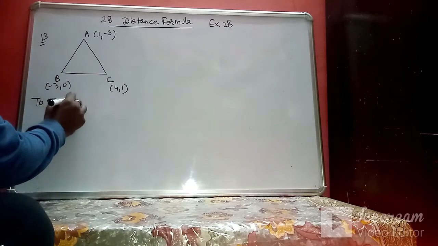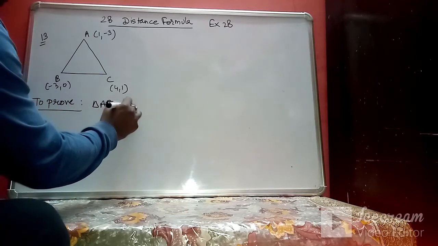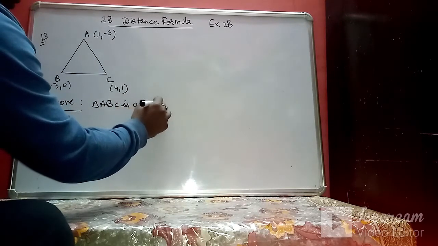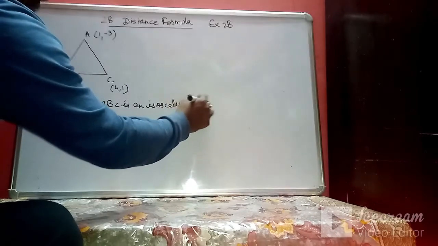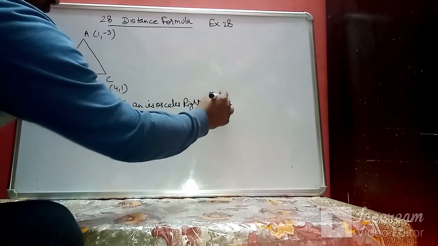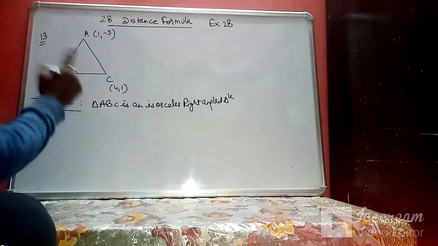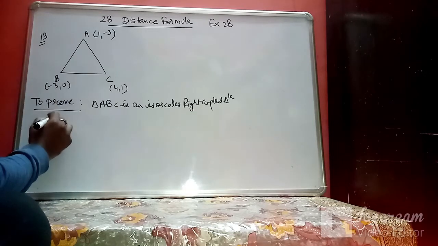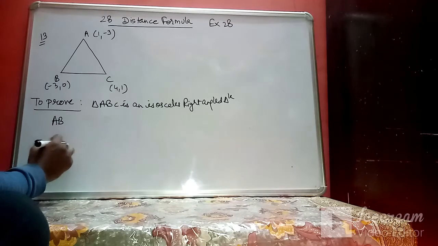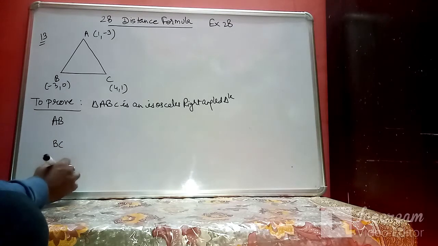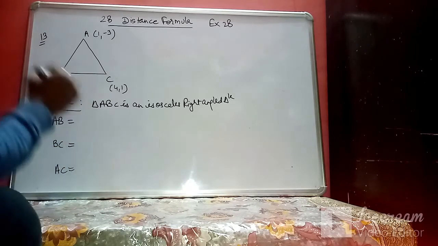The triangle ABC that we have to prove is an isosceles right angled triangle. Okay, this we have to prove. Now the first thing that we need to calculate is AB, BC and AC. Okay, these three sides we have to calculate first.